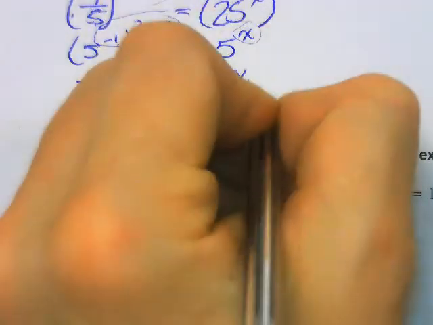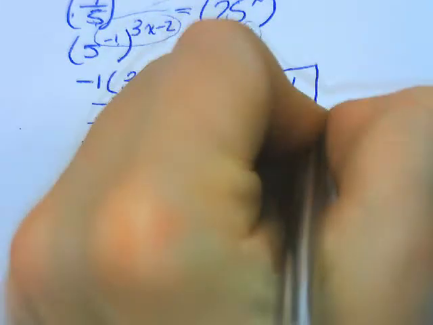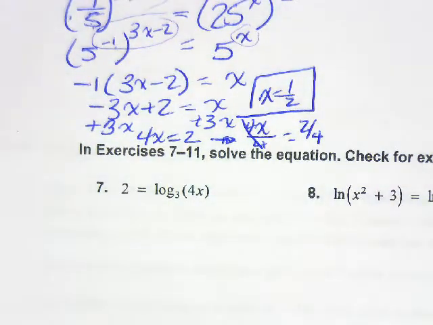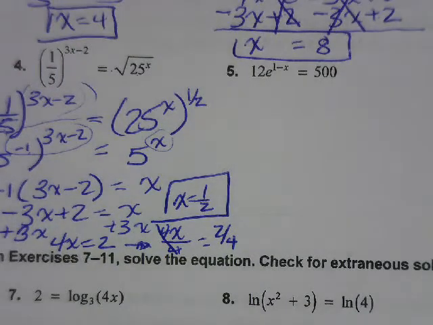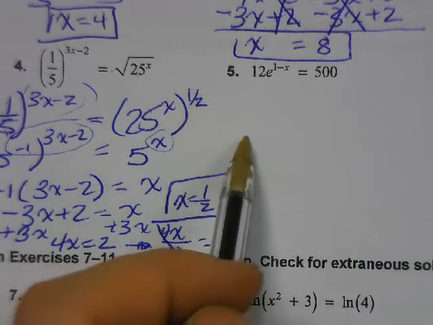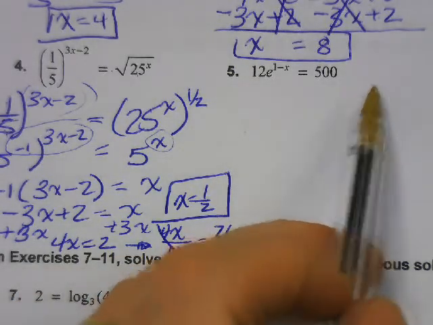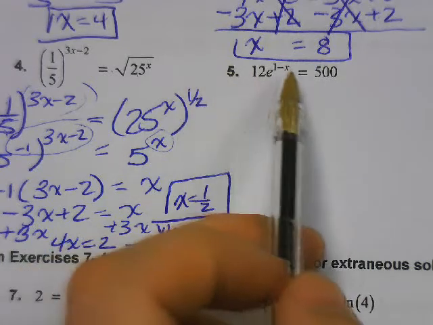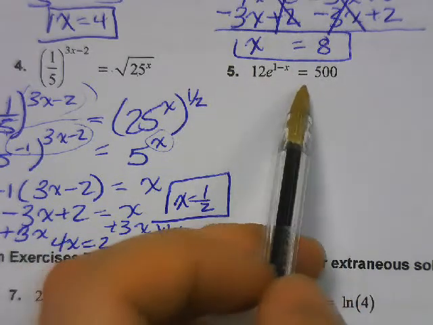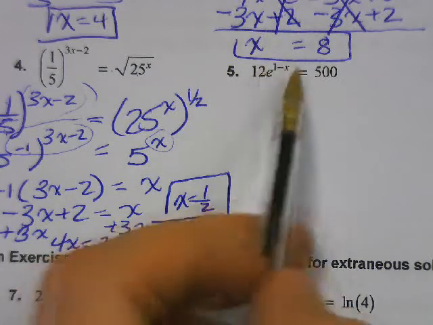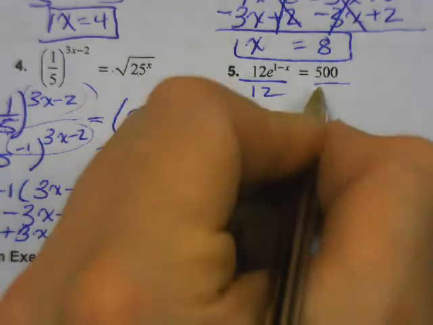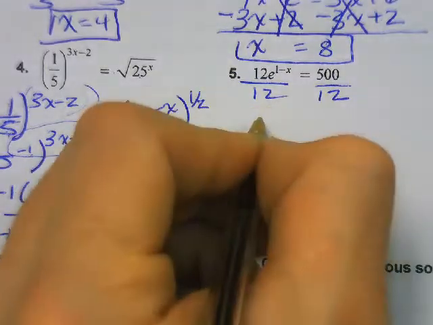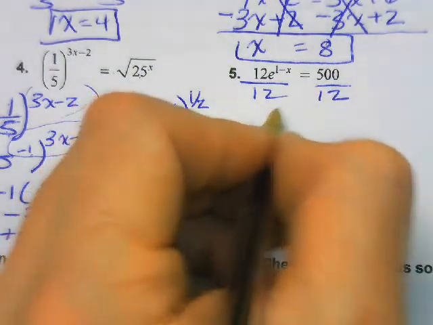Okay, number 5. 12 times e, raise it to the 1 minus x power, equals 500. Again, not like bases, not going to happen on like bases. So I want to isolate e to the 1 minus x. I want to get my variable by itself. I'll divide both sides by 12. I get e to the 1 minus x, now that 12 is canceled. E to the 1 minus x equals 500 over 12.